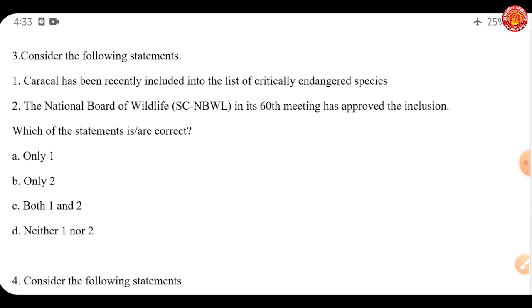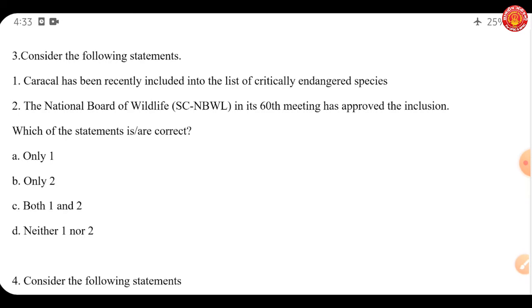Let's see what else we need to know about this species, which is called caracal. It is a medium-sized wild cat which is found in some parts of Rajasthan and Gujarat. The National Board of Wildlife in its 60th meeting has approved the inclusion of caracal into the list of critically endangered species for taking up conservation efforts with financial support under the centrally sponsored scheme Development of Wildlife Habitat. As of now, there are 22 wildlife species under recovery program for critically endangered species. The National Board for Wildlife is constituted by the central government under Section 5A of the Wildlife Protection Act 1972.